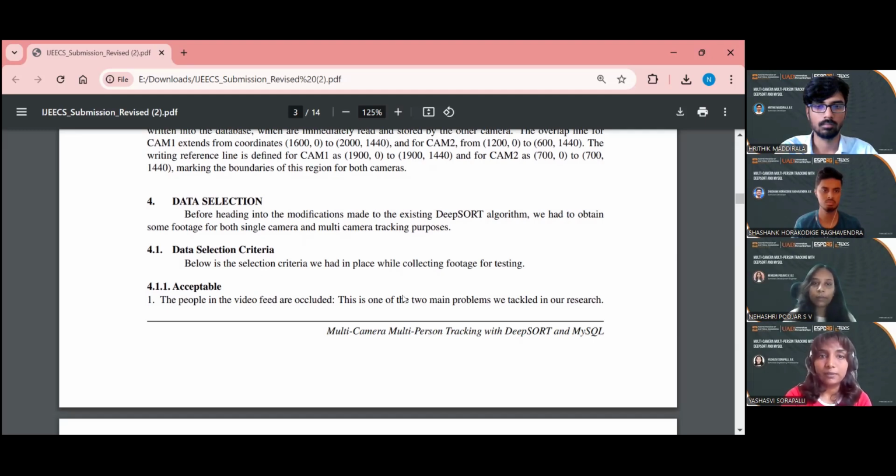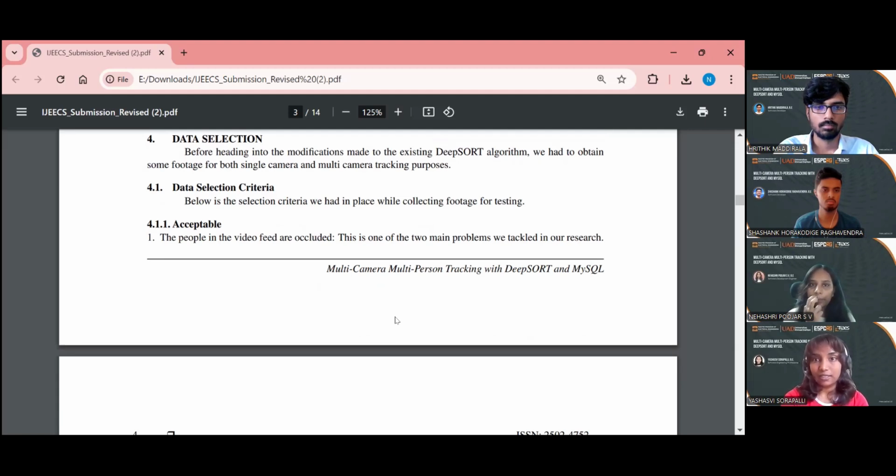To run tests on our extended algorithm, we had to select a certain amount of data. So the criteria for data selection is as follows. Any acceptable data feed would be one that focused on occlusion, which was the main focus of our paper, and anything where the detections were moving at varying speeds. Also, the video could have any number of people, as long as they were detectable.